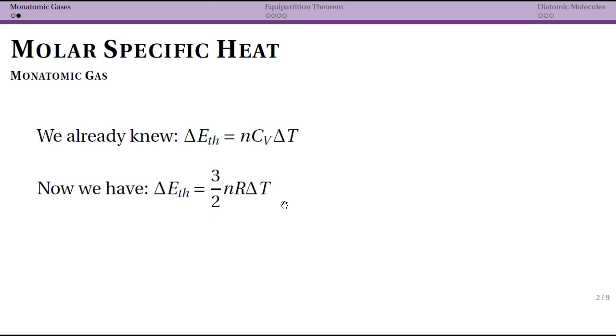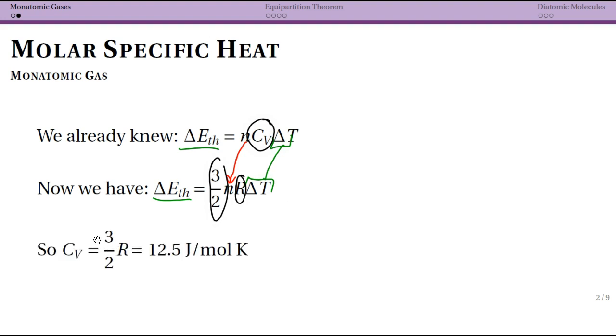So now if you look at this, I see that my T is here and there. My thermal energy is on the left side in both cases, and then my n is here. So what I'm left with is CV on top, and then 3/2 R on the bottom. So these two equations have a lot in common, but are a little bit different. So we're left with CV for a monatomic gas must be equal to 3/2 R. Now, R is just a constant, so you calculate this out, and it's 12.5 joules per mole per Kelvin.